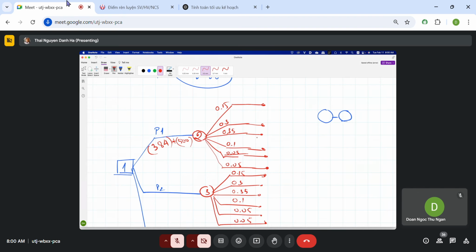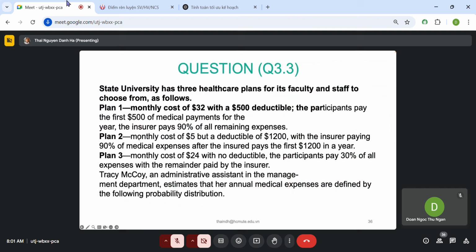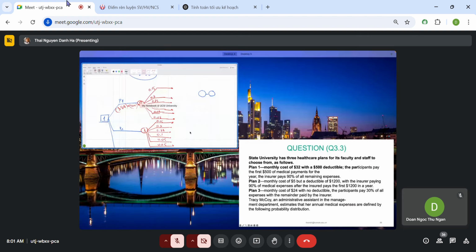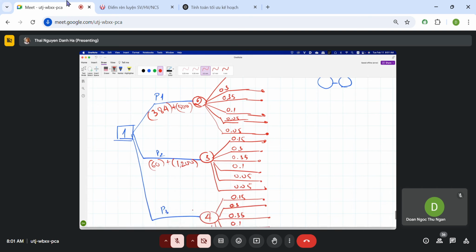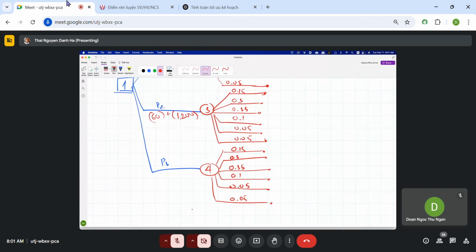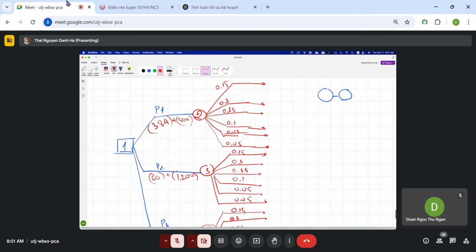And next, for plan number two, 5 multiplied by 12 is 60 plus 1,200. And for plan number three, 24 multiplied by 12 is 288. And no deductible, right? Okay.